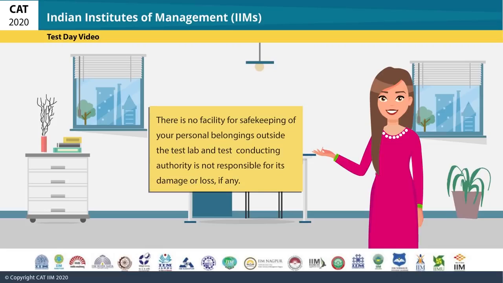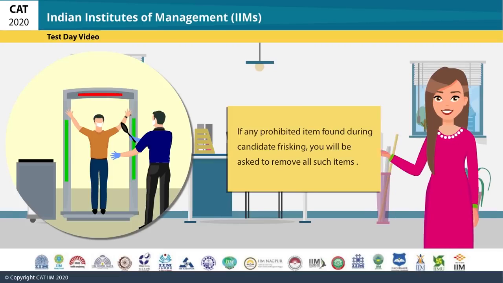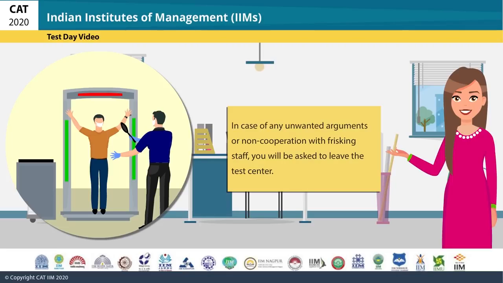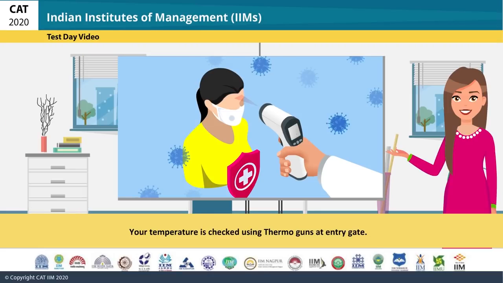There is no facility for safekeeping of your personal belongings outside the test lab, and the test conducting authority is not responsible for its damage or loss, if any. If any prohibited item is found during candidate frisking, you will be asked to remove all such items. In case of any unwanted arguments or non-cooperation with frisking staff, you will be asked to leave the test center. Your temperature is checked using thermoguns at the entry gate.